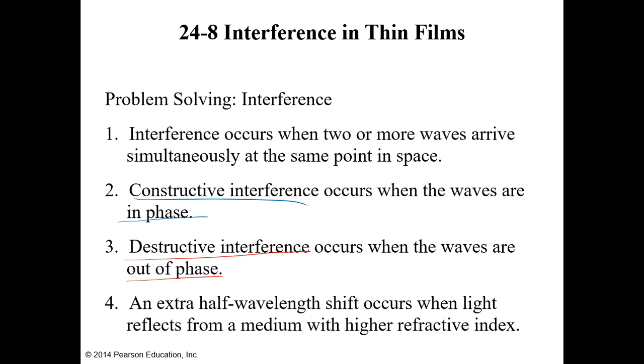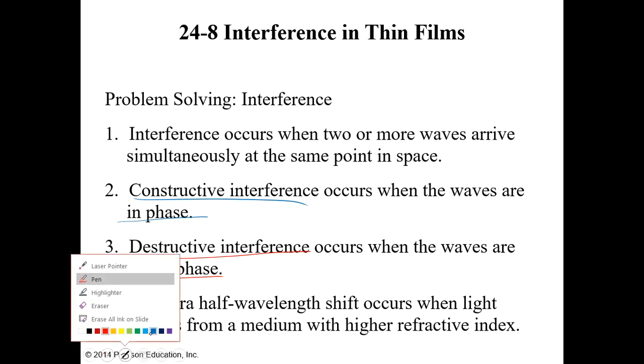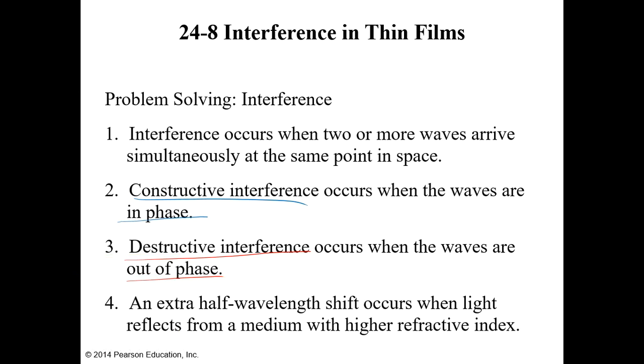And then the last key to remember in dealing with problems with thin film interference has to do with the fact that you have to add an extra half wavelength shift when light reflects from a medium which has a higher index of refraction than the incident index of refraction.